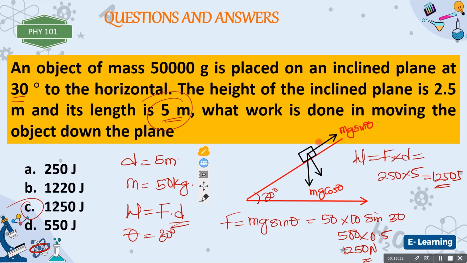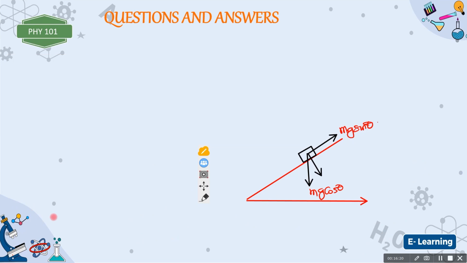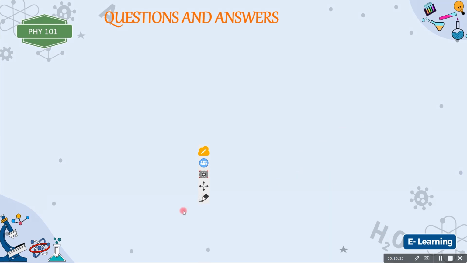The distance that will be traveled is 5. So 250 times 5 will give us 1250 joules. All right, let's see the next question.